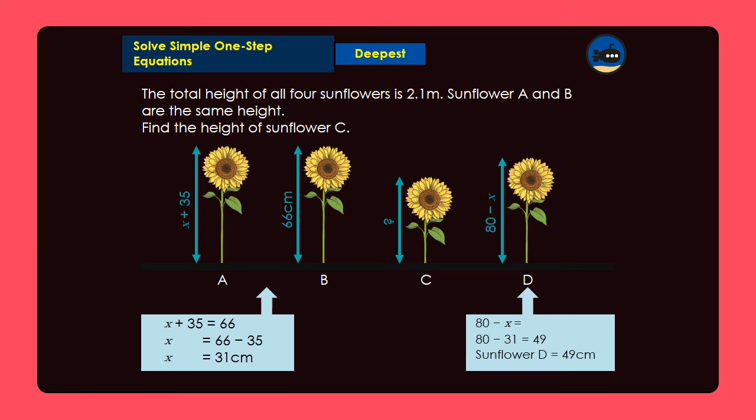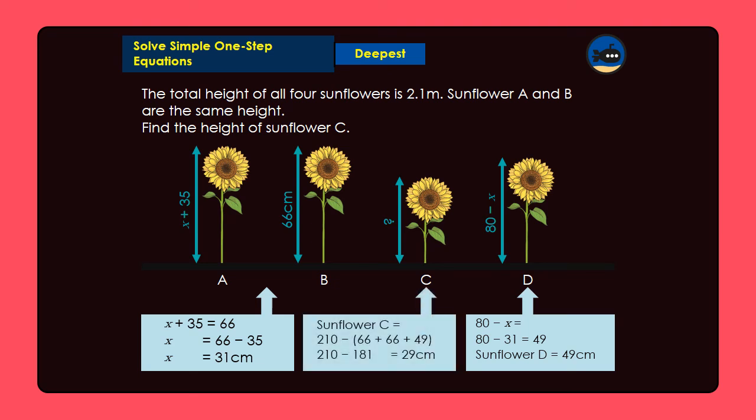We can use that to help us with sunflower D. 80 minus 31 gives us 49. So now we know that sunflower D is 49 centimetres. Now, for sunflower C, we've got 210 minus 66 plus 66 plus 49.